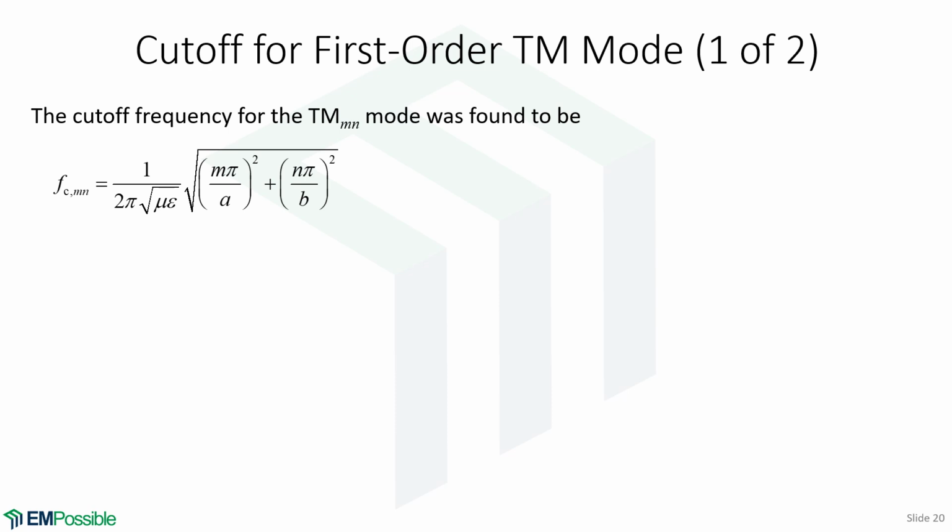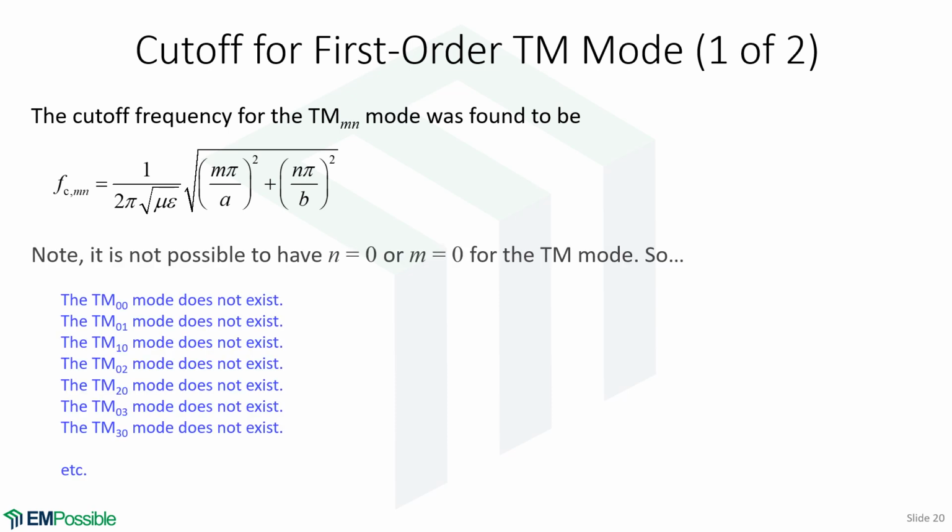Let's look at cutoff frequencies. So what is the first order mode for the TM modes? Here's our expression for the cutoff frequencies, but which one is the lowest order mode? Remember, neither m nor n can be 0. So the TM00 mode can't exist. TM01 can't exist. TM10, TM anything with a 0 anywhere does not exist. So we cannot consider those.